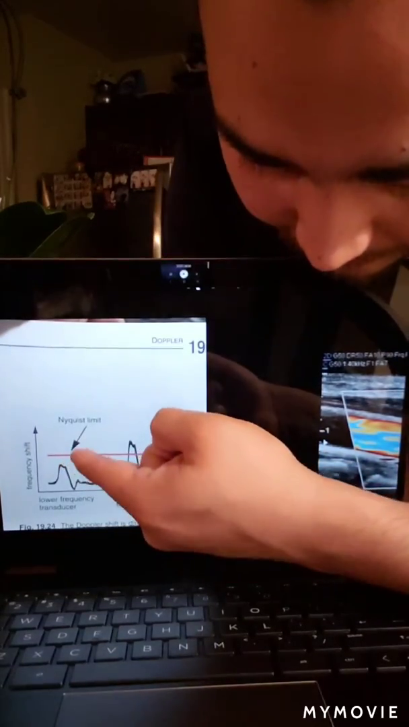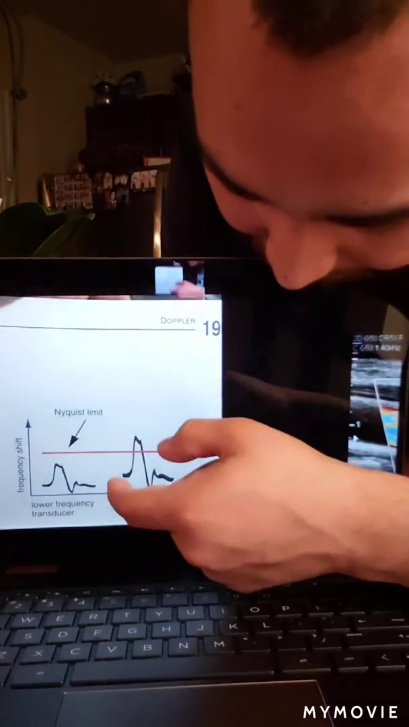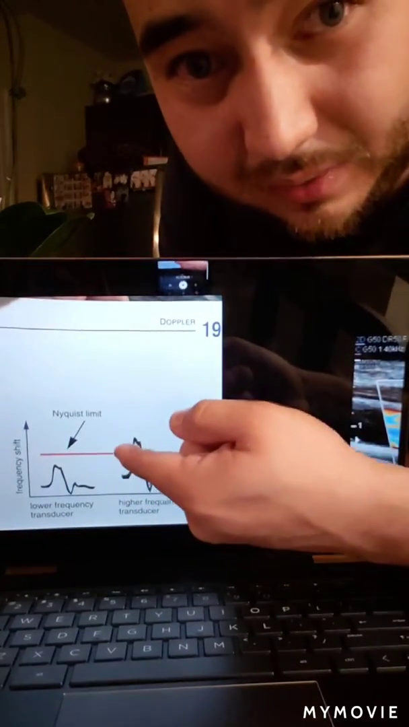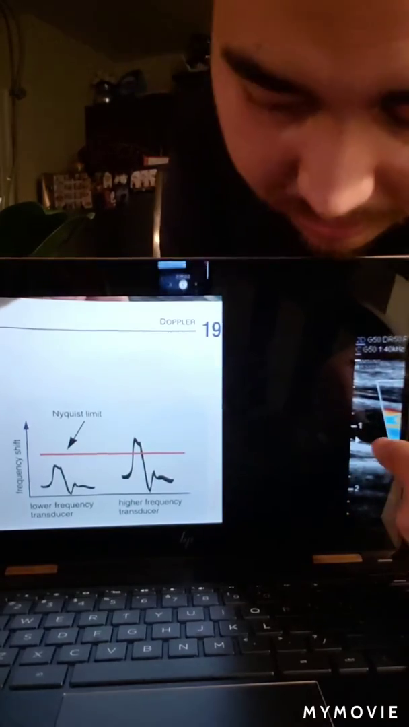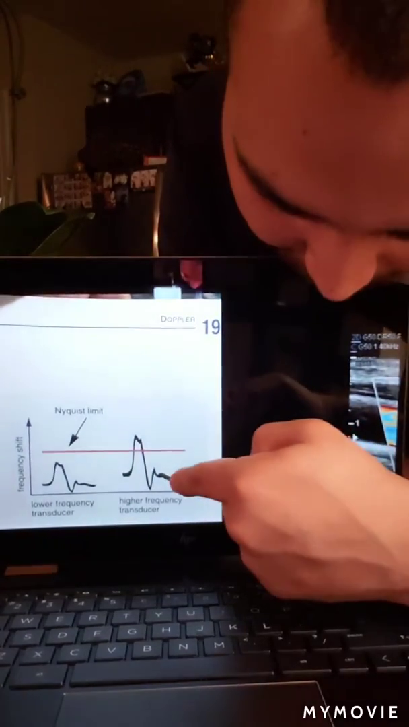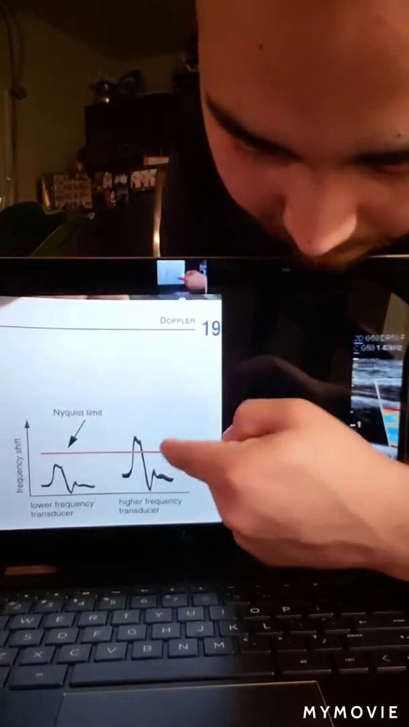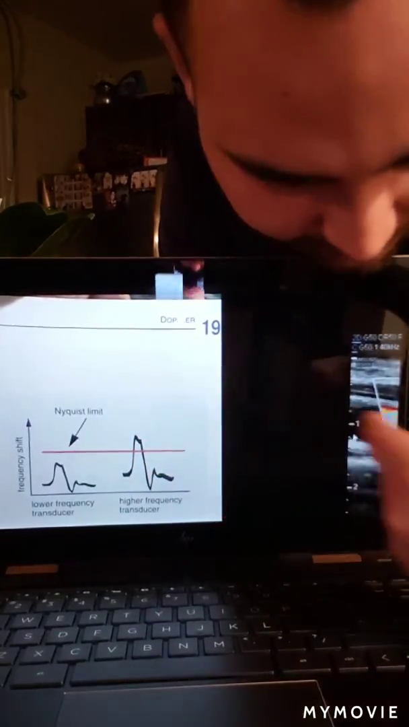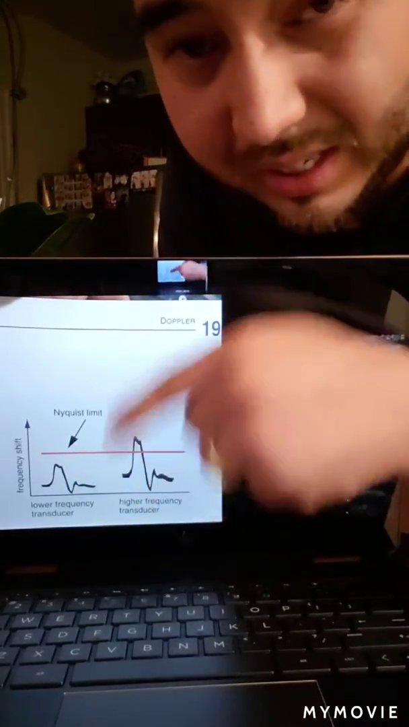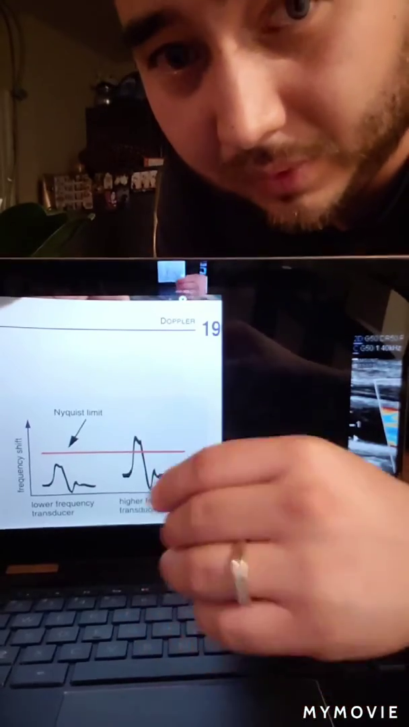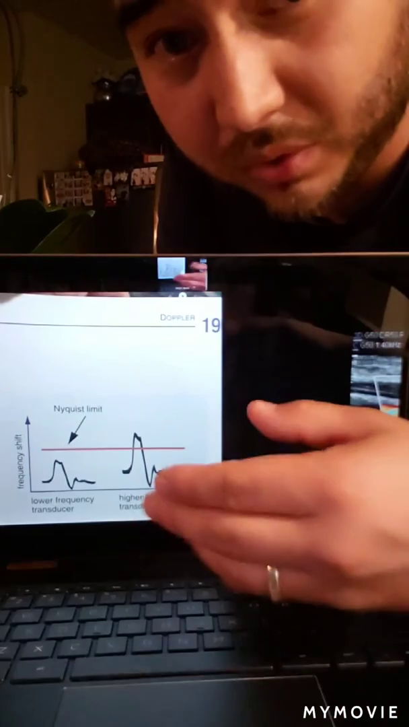Right here, this red line is the Nyquist frequency limit, meaning any frequency above that line is going to cause this. So for the high frequency transducer, if you put it high enough, it's going to go above that line and it's going to cause this. Low frequency transducers have less chance of exceeding that limit. Therefore, it is much less likely that it's going to cause the Nyquist effect.